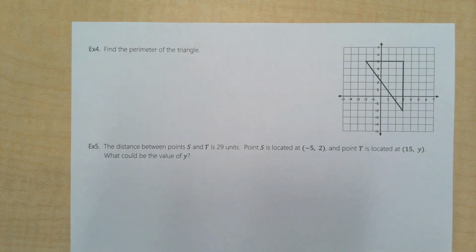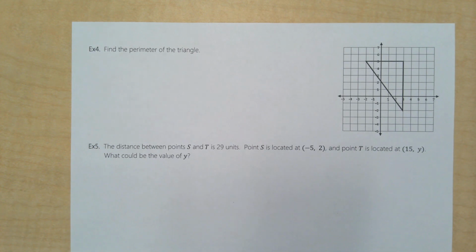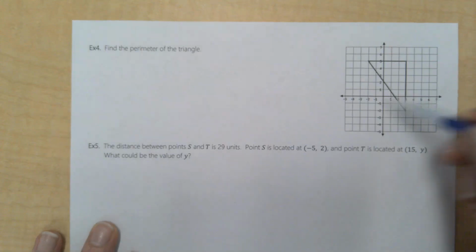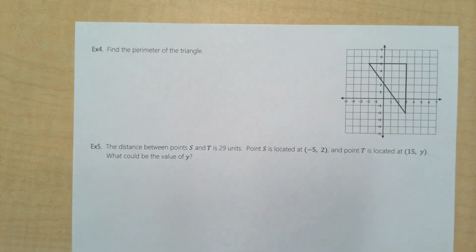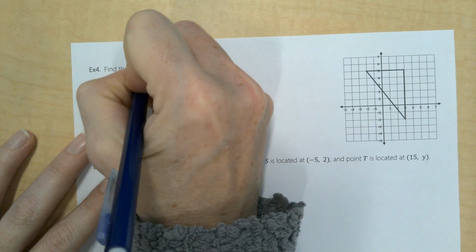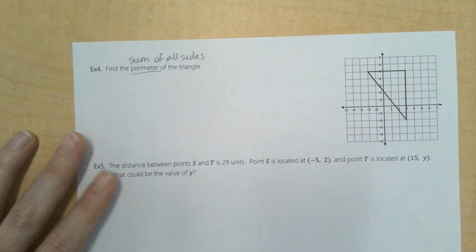All right, let's talk perimeter. If we can find the distance, then we can find perimeter. What is perimeter? If I want the perimeter of this triangle, what is it asking for? All the sides added together. So perimeter is the sum of all sides. Okay? Sum of all sides.